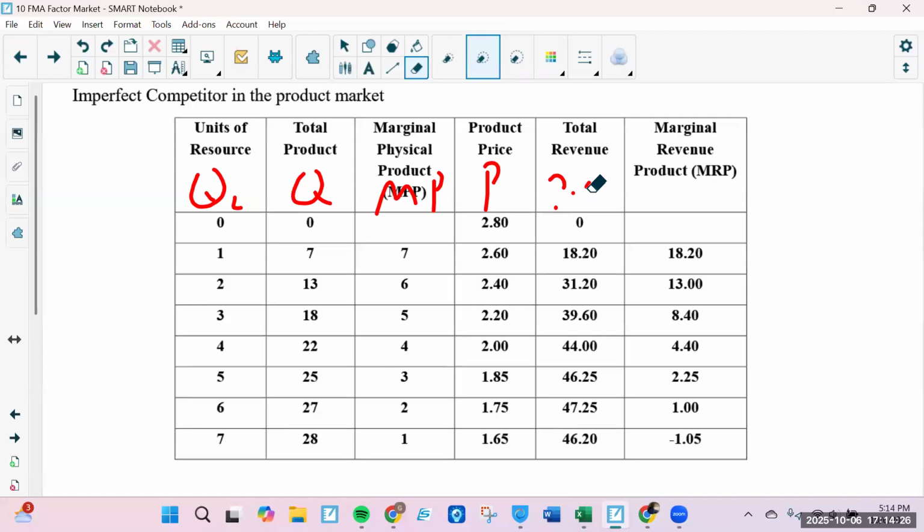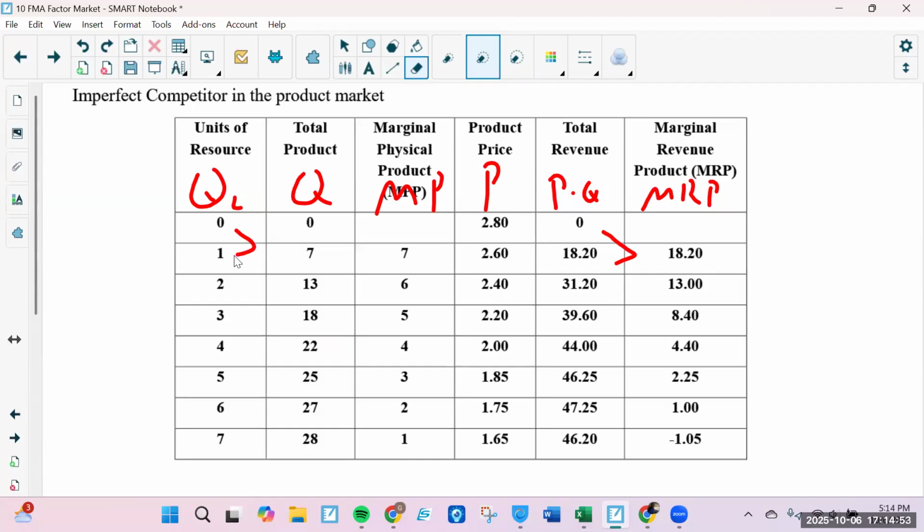It's price times quantity. But when we get to calculating the MRP on this last column, we cannot do marginal product times price. Okay, we can't do 6 times 240. That's not equal to 13. So we can't do it that way. Now we have to do it the way I showed you, which is the change in total revenue, which is 1820 minus 0 divided by 1 minus 0, is 1820.